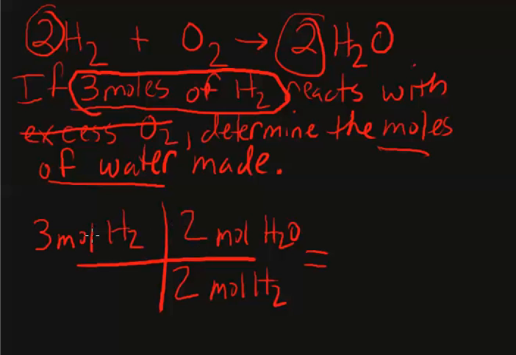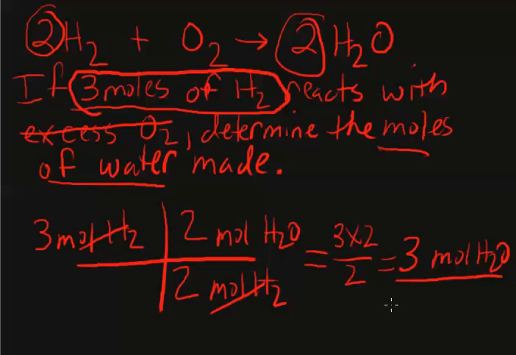And this is all we do. So we have 3 moles of hydrogen times 2 moles of water divided by 2 moles of hydrogen. So the moles of hydrogen cancel out, and our answer is going to be moles of water. So we have 3 times 2 divided by 2, and so we're just going to end up with 3 moles of water. And you can also look at this, 2 to 2 is really 1 to 1, so it's not going to change it. So here's our answer, 3 moles of water. And I'll do some other examples for you.